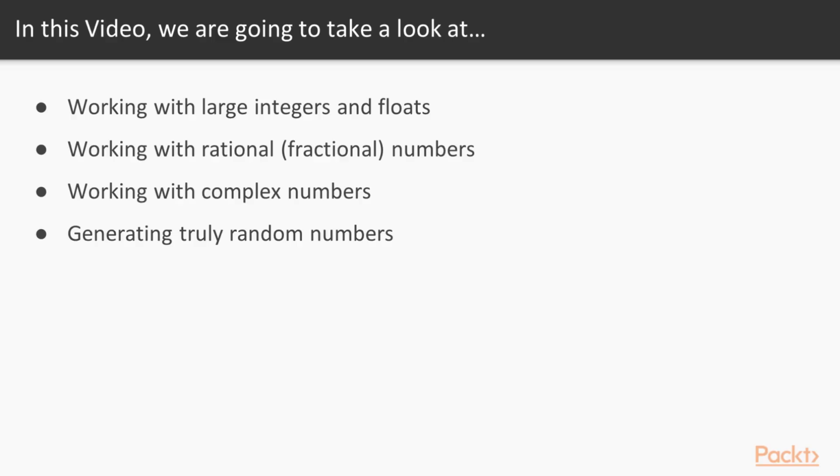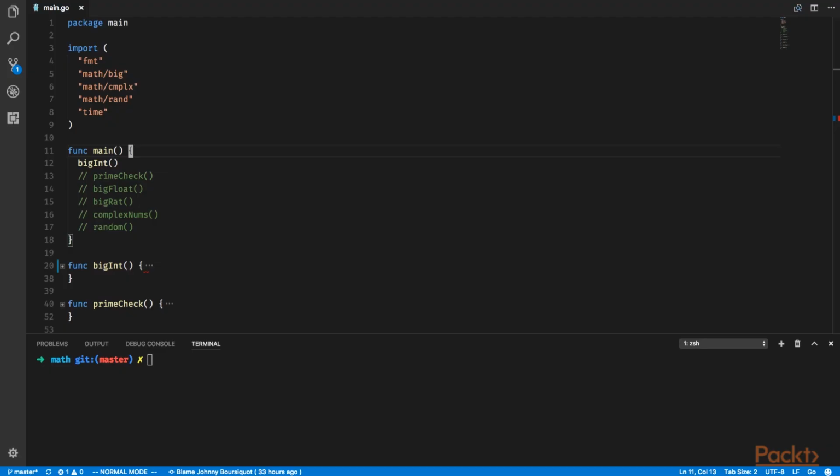In the first video of the section, we'll see how to work with numbers that would normally overflow our basic integer and float types, as well as experiment with rational and complex numbers. We'll end with a common task that virtually every programmer ends up needing eventually, and that's generating random numbers. Let's get started.